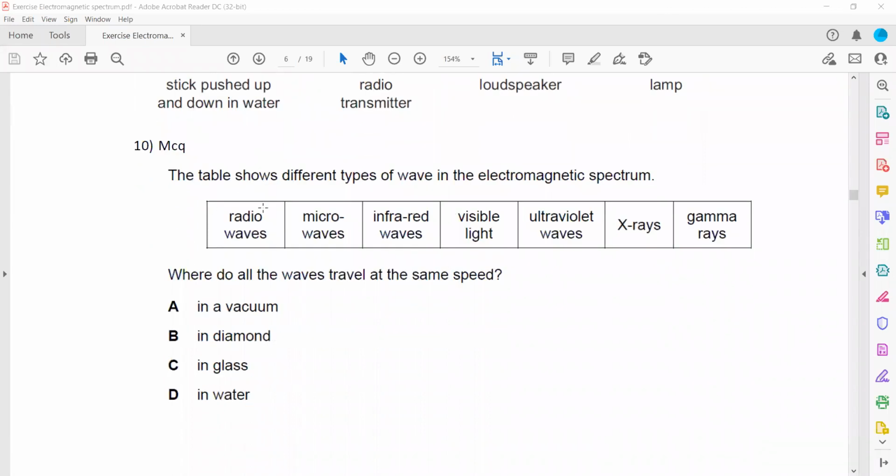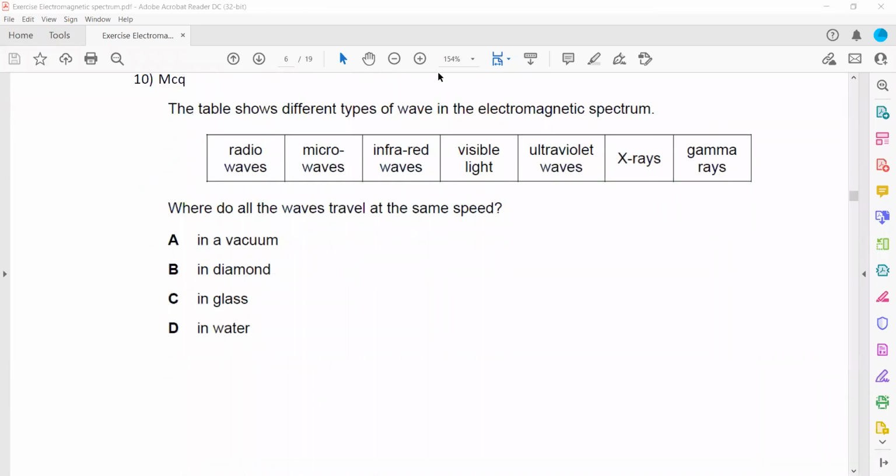The table shows different types of waves in the electromagnetic spectrum. Which of them travel at the same speed? They all travel at the same speed in a vacuum, which is 3 into 10 power 8 meters per second, or 300 million meters per second.